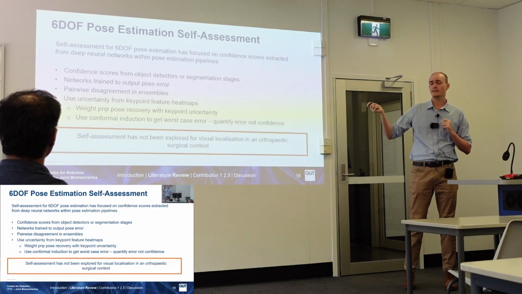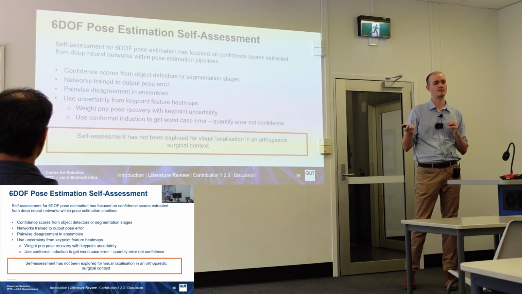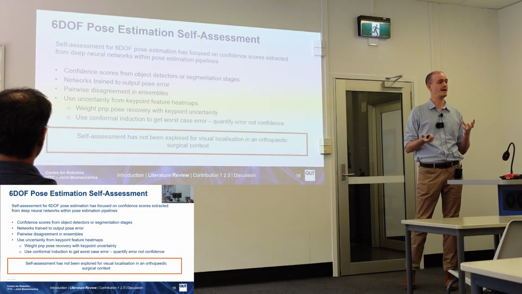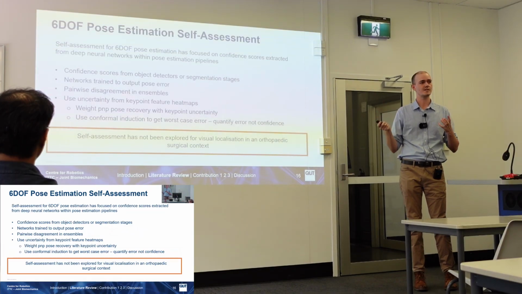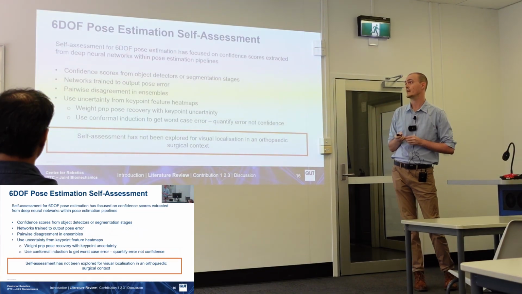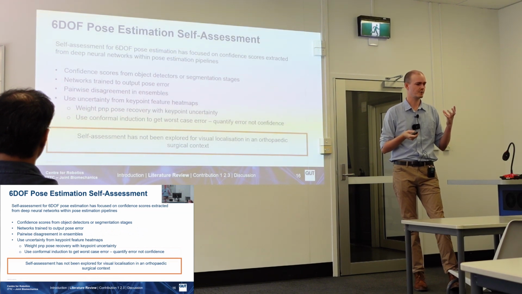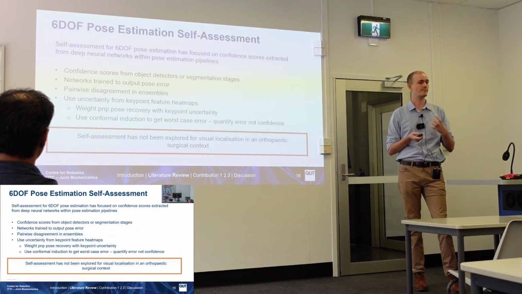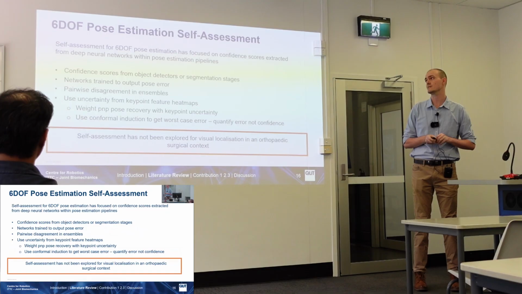So self-assessment has also been explored for 6 degree of freedom pose estimation, and that's that fundamental problem that we have here in localizing patient bones. Usually in the literature, this is termed uncertainty quantification. And broadly speaking, most of the research has aimed at pulling a confidence score for a pose estimate out of a deep learned layer within a complex 6 degree of freedom pose estimation system.